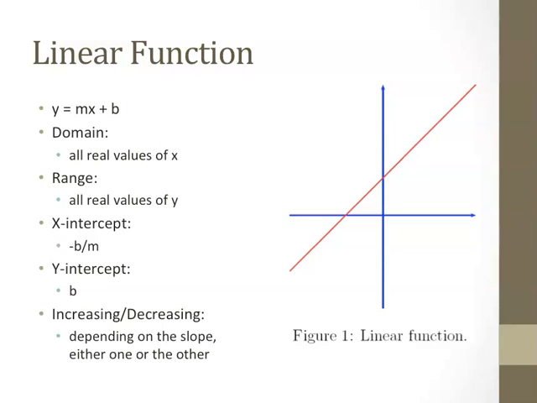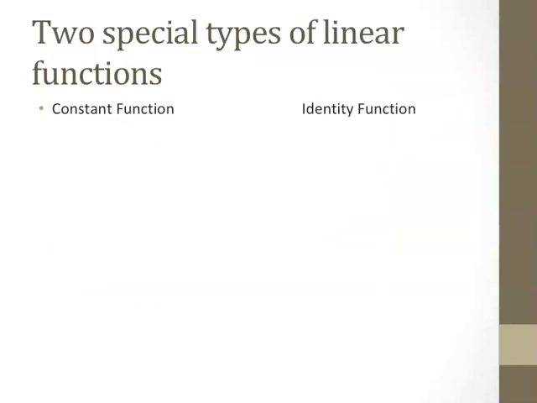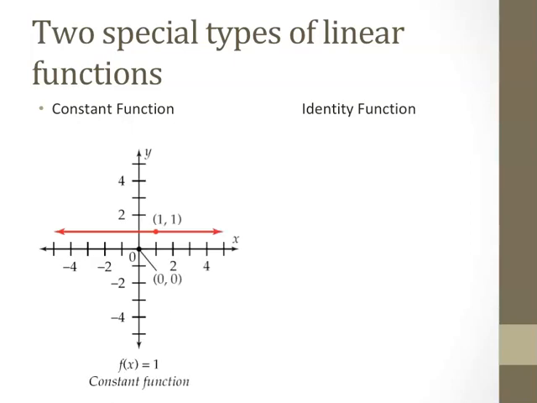Now, there are two particular linear functions that are special ones. And the first one is the constant function. So, for example, f of x equals 1. It doesn't have to equal 1. It could equal any other number, but it's the function where you have just a horizontal line and the slope is 0. It's neither positive or negative. It's constant.